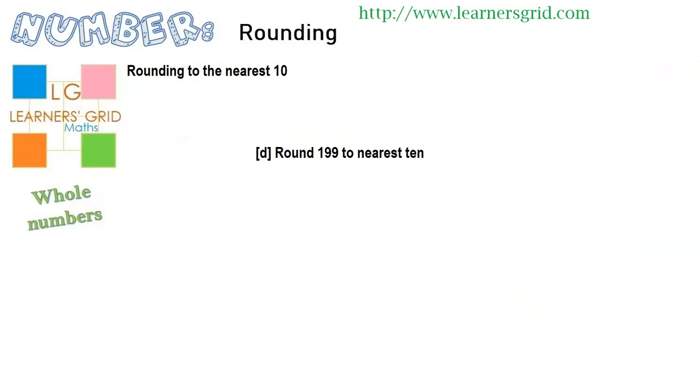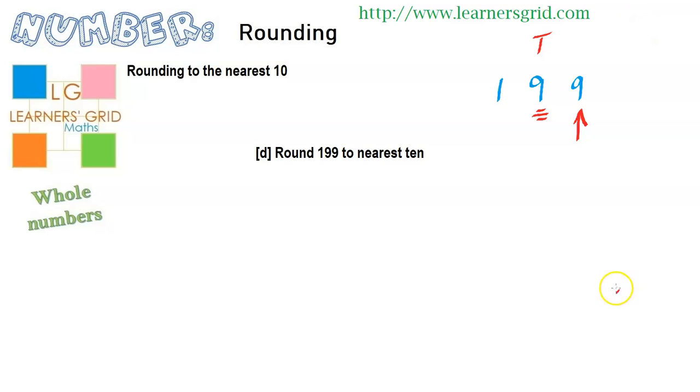Question D says round 199 to the nearest 10. Okay, so this will be a little bit more interesting, I suppose. So if I go with 199, it all starts off like they all do. I've got to identify the tens column because I'm rounding off to the nearest 10, so that becomes our target digit. And our indicator digit is the next place value to the right, so it's one place value smaller, in which case the units digit.